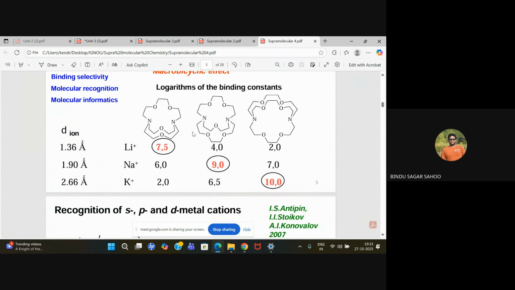You can see here that this host can accommodate lithium, this can accommodate sodium, and this can accommodate potassium. So with an increase in ion size, the specific cavity or the specific host also increases. So lithium is suitable for this host, sodium will be suitable for this one, and potassium will be suitable for this particular host. Not only the binding sites, but along with them the cavity size is also an important parameter for the stability of the host-guest complex.